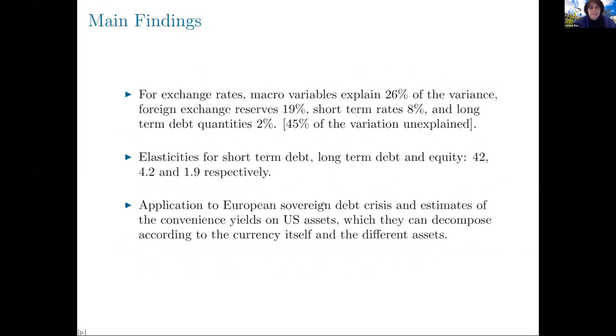Okay, so they have very interesting results for how much of the variation of the exchange rate is explained by macro variables, how much is explained by foreign exchange reserves, which is actually quite a bit, short-term rates and long-term debt quantities. I've put here the variance decomposition. This still leaves 45% of the variation unexplained, so some role for shocks is still there. And they have striking results on elasticities of various asset classes. Like Moto said, I think it's very important for our understanding of asset price volatility in the different markets and how portfolio flows can actually move prices quite a lot in different asset markets, especially in the equity market.